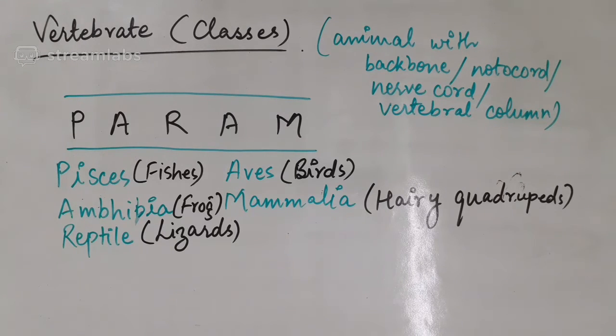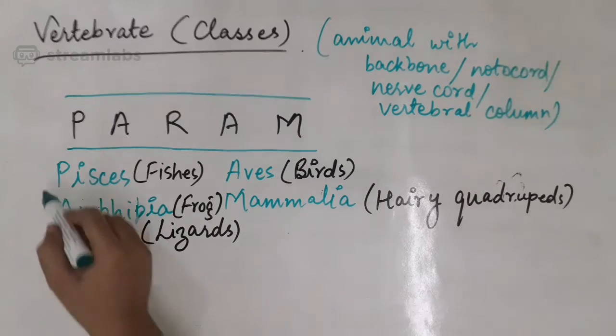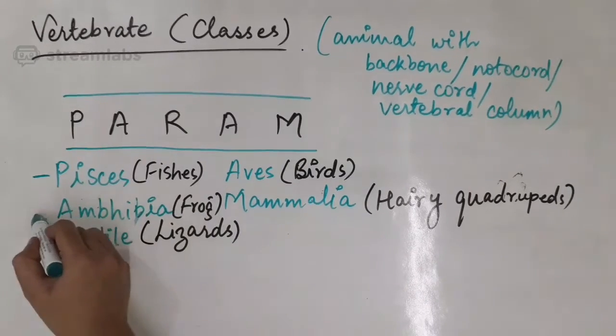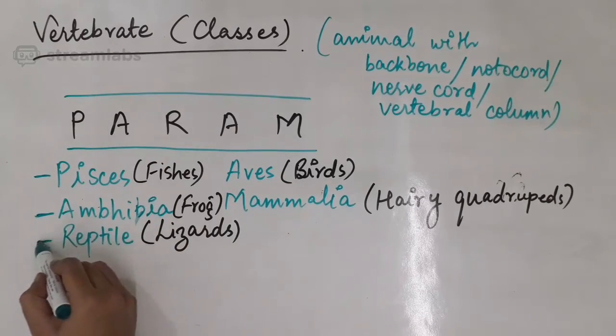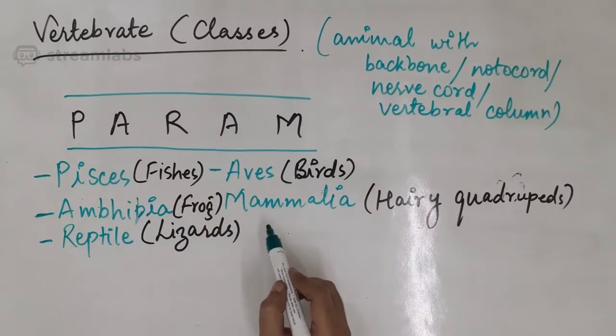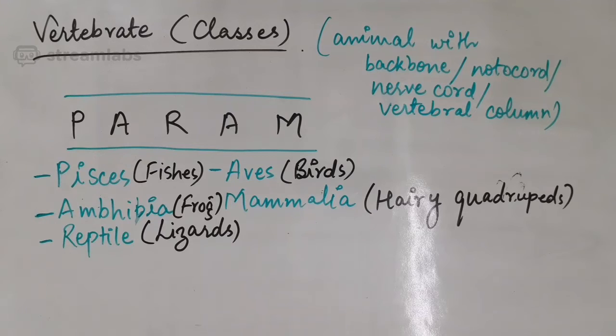So I hope you get this formula, that is param, and the 5 classes which are Pisces, amphibia, reptile, aves and mammalia. These animals are having notochord or backbone in their bodies.